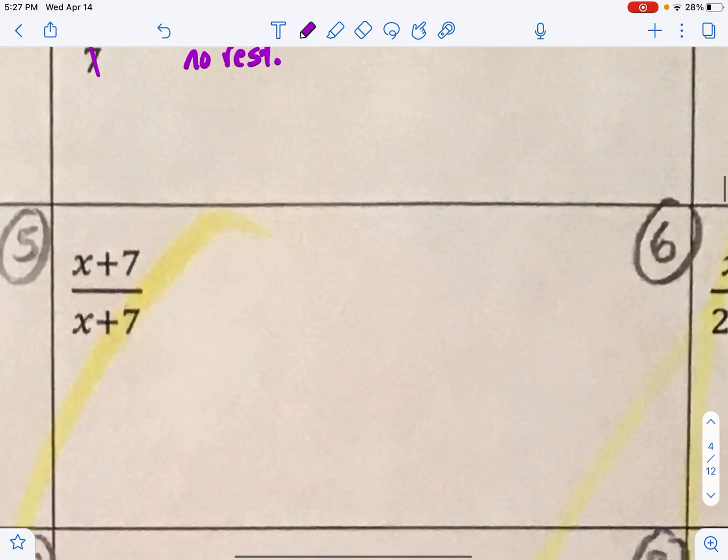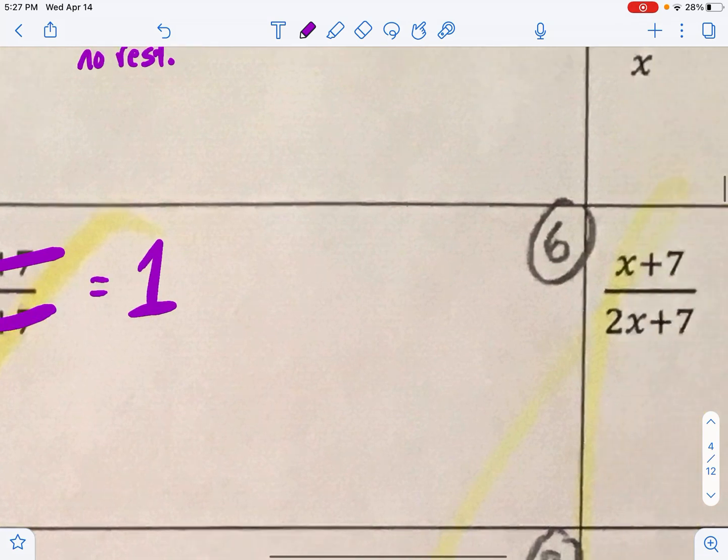Now, x plus 7 over x plus 7, hey, that's exactly the same thing. I would discourage you from canceling like this, because that's giving you the wrong impression that it's okay to cancel across addition. I would encourage you to think of these as one big chunk, and so this simplifies to 1.